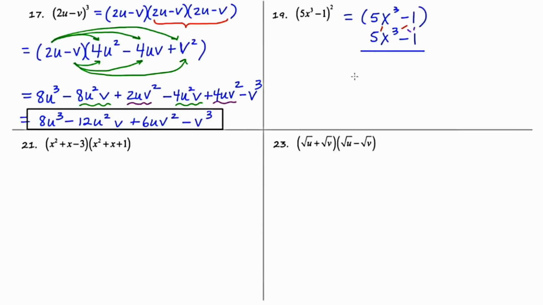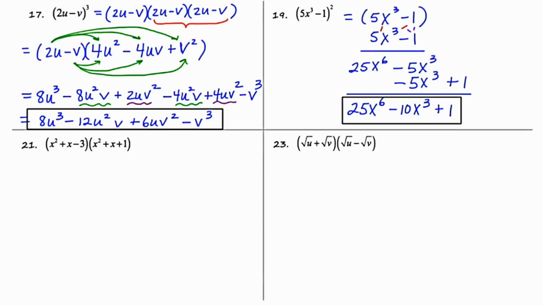So let's start. 5x cubed times 5x cubed is 25x to the 6th. And then 5x cubed times negative 1 would be negative 5x cubed. Now we're going to move over to this negative 1. Negative 1 times 5x cubed is negative 5x cubed. And then negative 1 times negative 1 is plus 1. Notice how I'm keeping all like terms lined up vertically, much like an accountant would. Now let's just add down each row. So we start with 25x to the 6th minus 10x cubed plus 1.